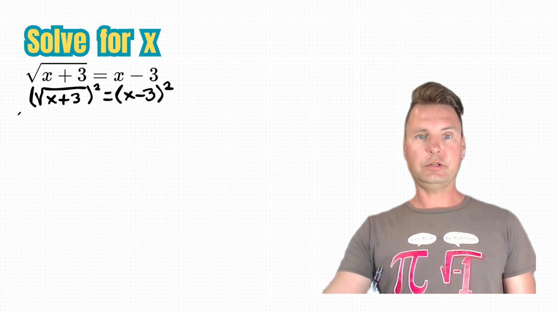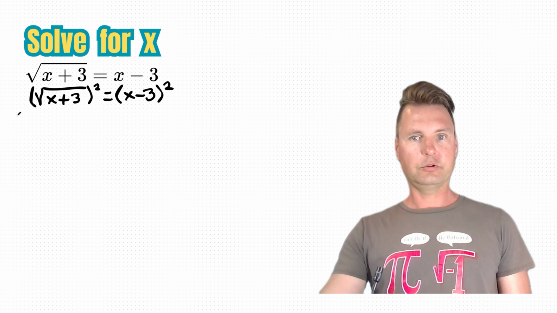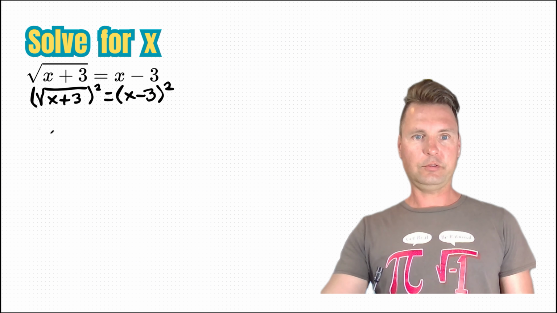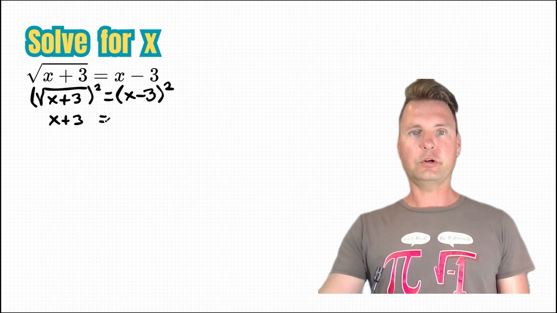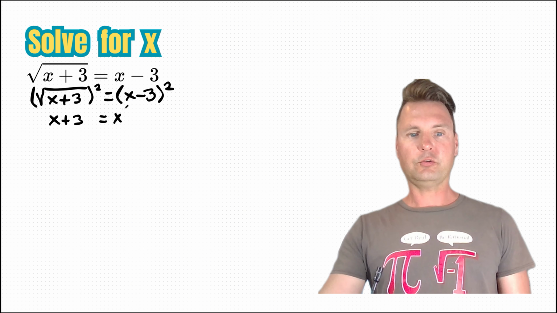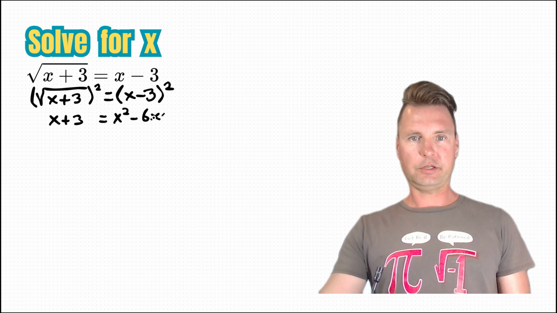Remember, squaring is the opposite of taking the square root, so they cancel out and we are left with just x plus 3 on the left. And squaring the right side gives us a perfect square trinomial, x squared minus 6x plus 9.